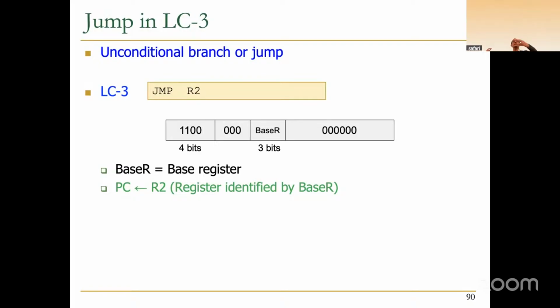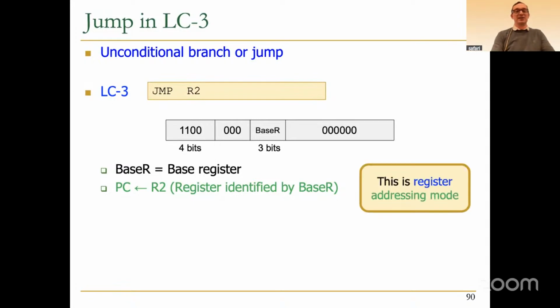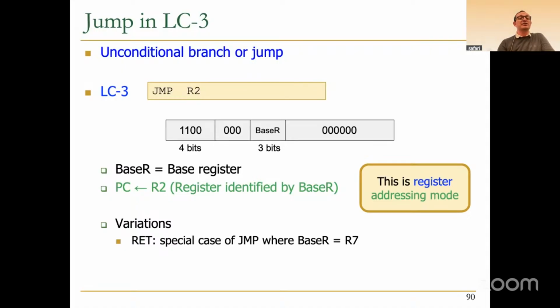So you can jump to anywhere in memory. Any place in memory can be construed and interpreted as an instruction. So you could have instructions all over the place. This is the register addressing mode, as we will define later on. There are variations of this. There's a return. This is a special case of jump where the base register is 7.